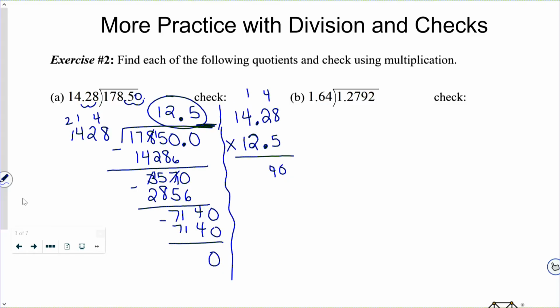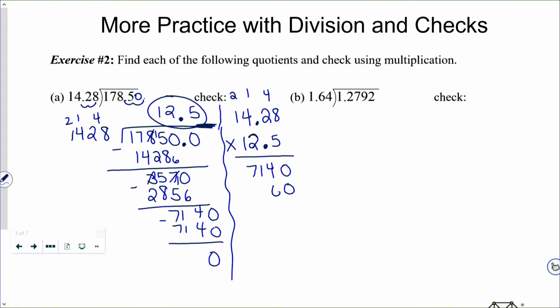4 times 5 is 20, plus 1 is 21. 5 times 1 is 5, plus another 2 is 7. I believe that's supposed to be a 4. It looks like a blob sitting right next to another blob. So 7,140 there. Let's put a 0 now.